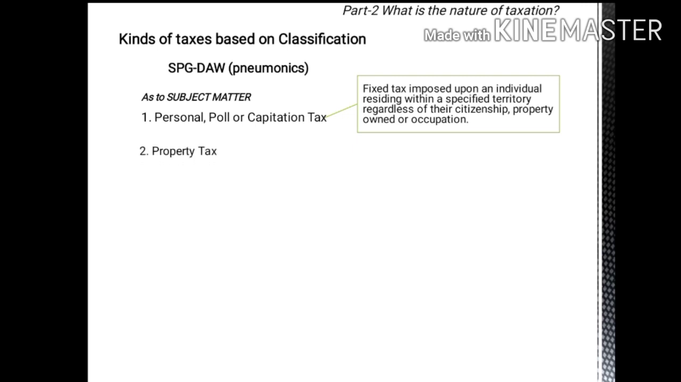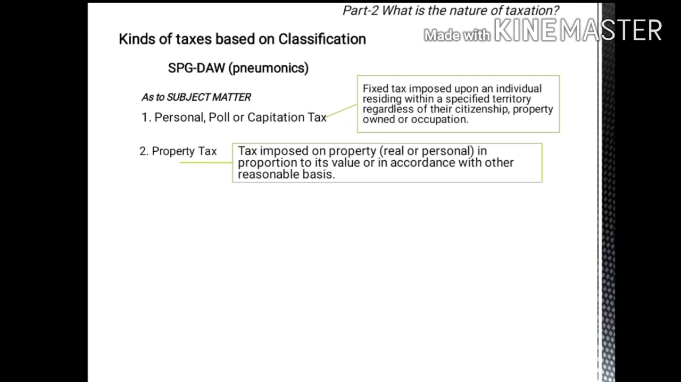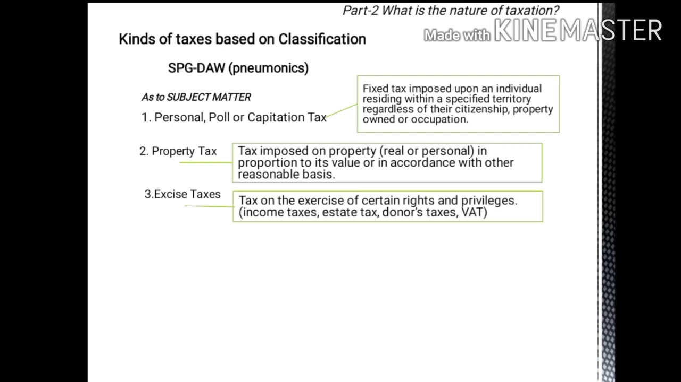If you're going to tax property, you're going to pay property tax. This is a tax imposed on property, whether real or personal, in proportion to its value or in accordance with other reasonable basis. But if you're going to tax rights, it is called excise taxes. This is defined as a tax on the exercise of certain rights and privileges. Like for example, income taxes.